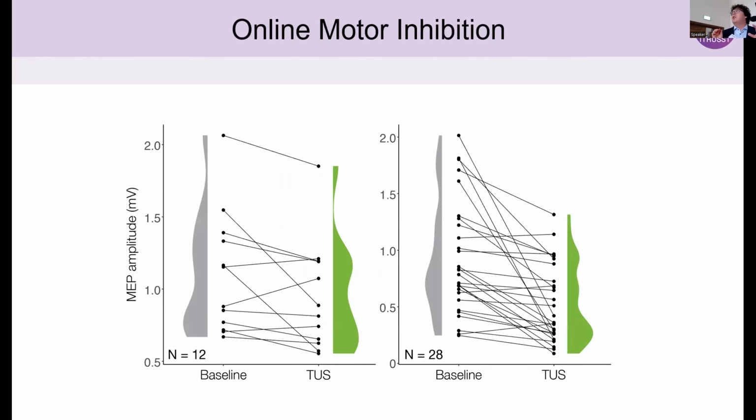So I want to move over to our results. Happily, we were able to replicate this core robust finding of online motor inhibition following ultrasound. On the left, you can see our first sample of 12 participants that were included. And on the right, you can see our sample of 28 participants that were included in the final analyses. So this is great. We were happy.